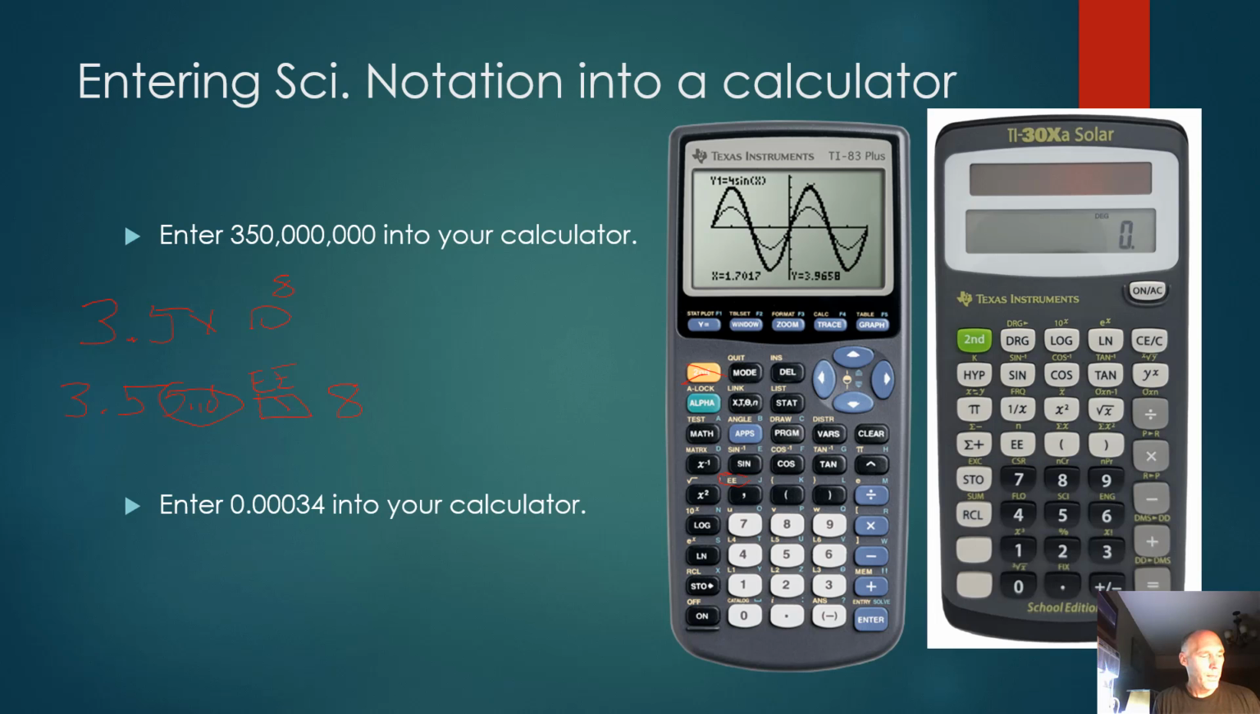Entering in this number, which is a negative exponent, that's going to be 3.4 times 10 to the minus 4 power, okay? So to put that in scientific notation, you simply put in 3.4. You're going to hit second function, and then you're going to come over to that comma key, above it is double E. That's your times 10 power. Your calculator's already got that programmed in.